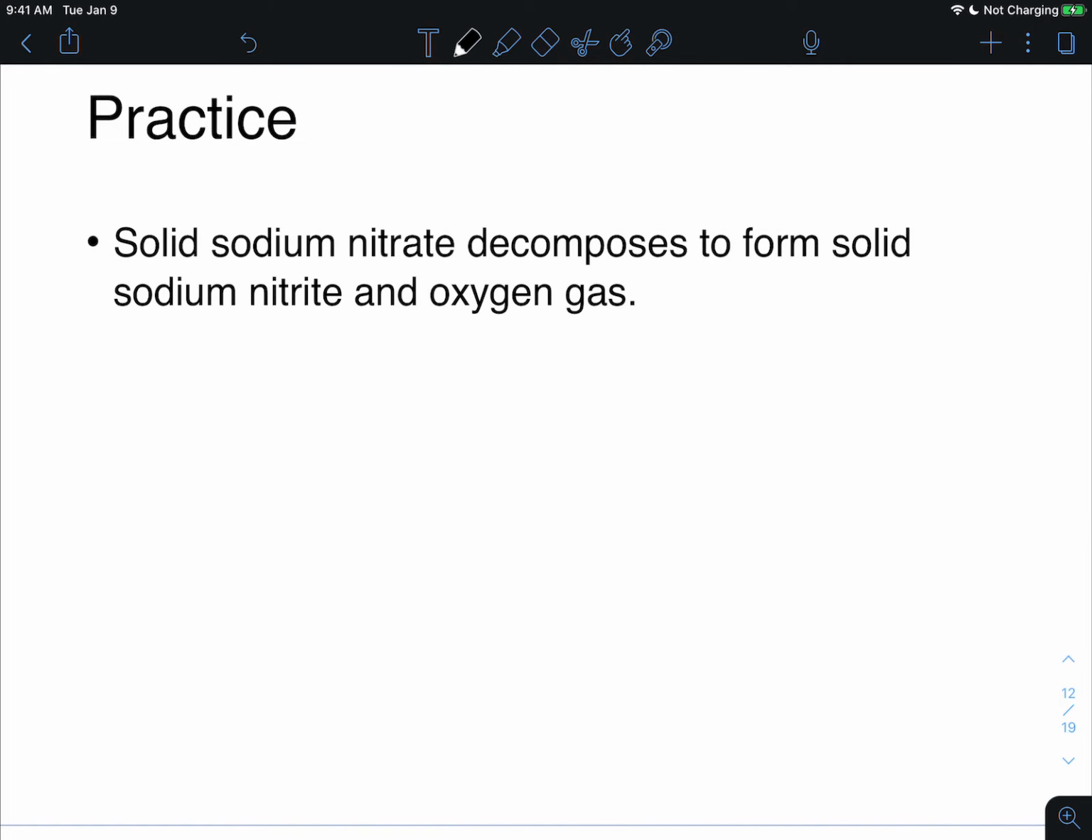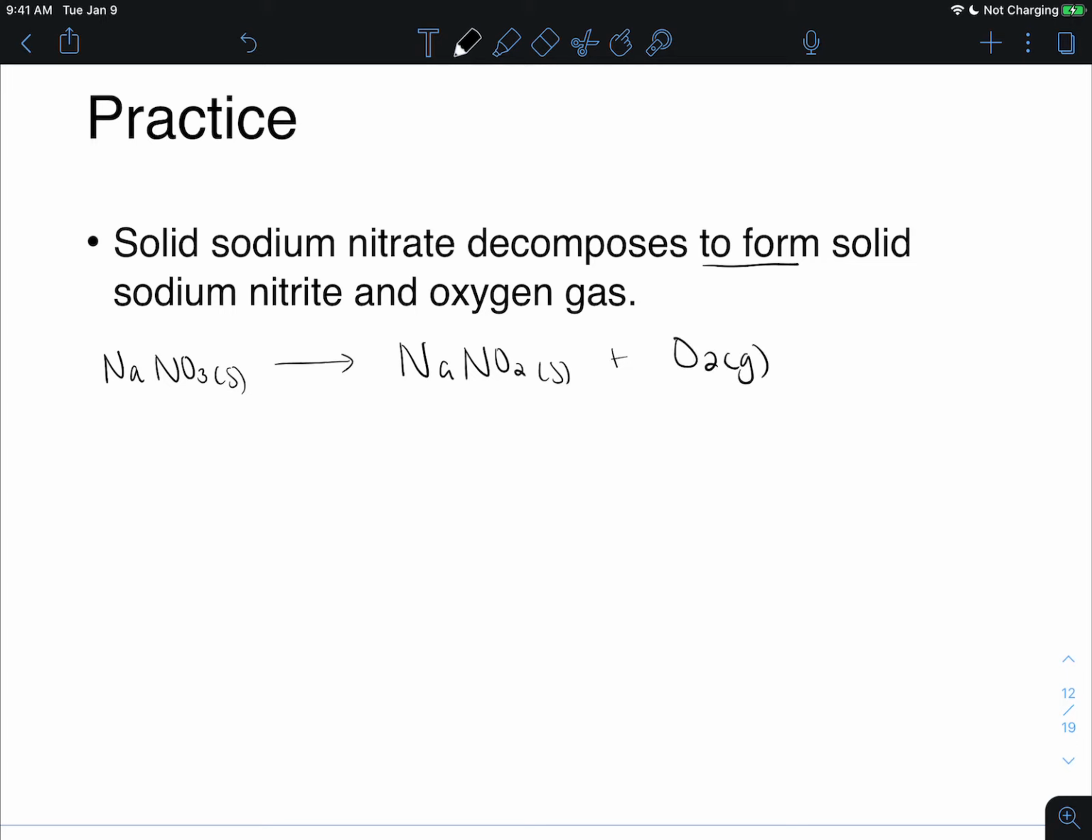Okay, one more example of this. We have solid sodium nitrate decomposing to form solid sodium nitrite and oxygen gas. So make sure you work on that naming. So solid sodium nitrate, NaNO3 in the solid form, decomposes. That is a type of reaction that we're going to go over, but that means that we're going to have our products because it says to form solid sodium nitrite, NaNO2, and oxygen gas, another one of our diatomics.